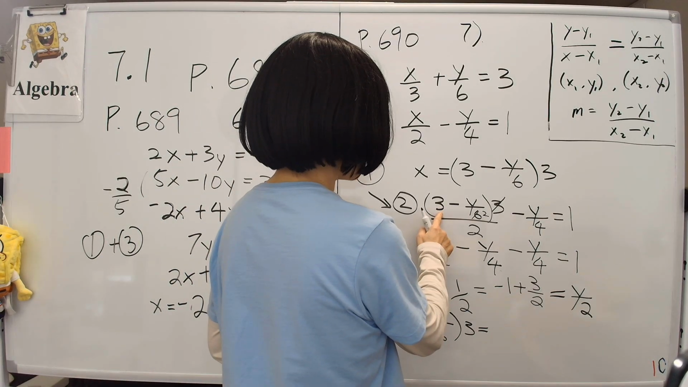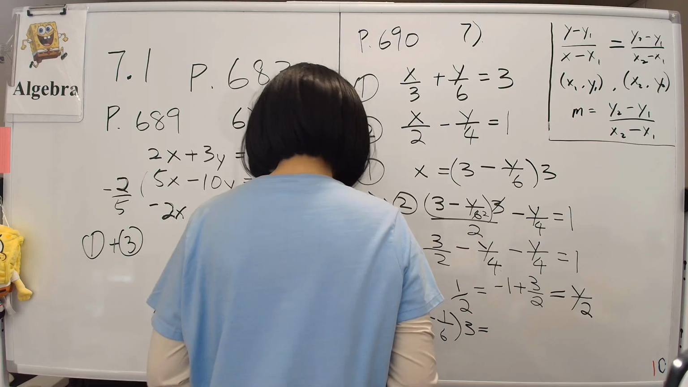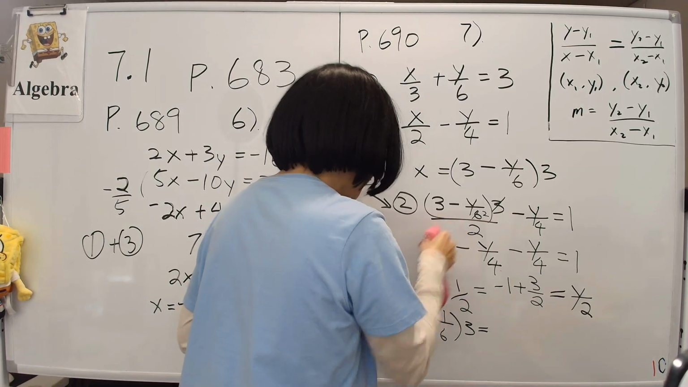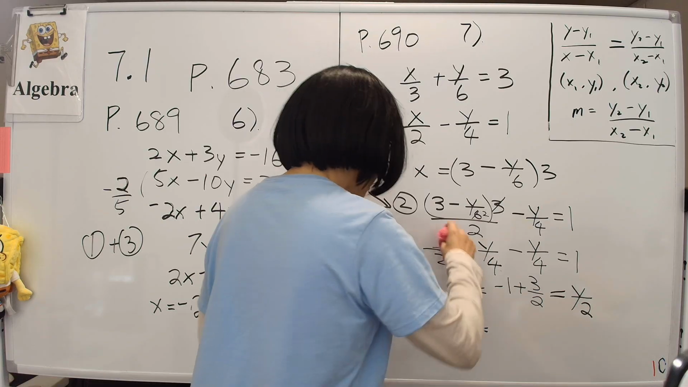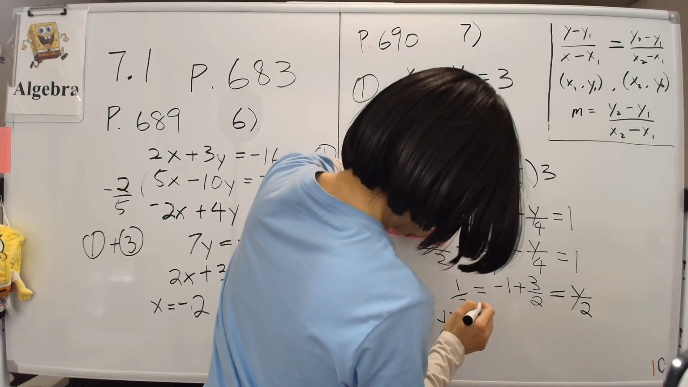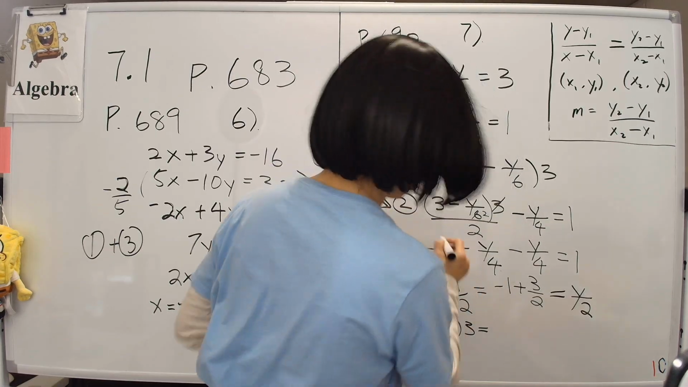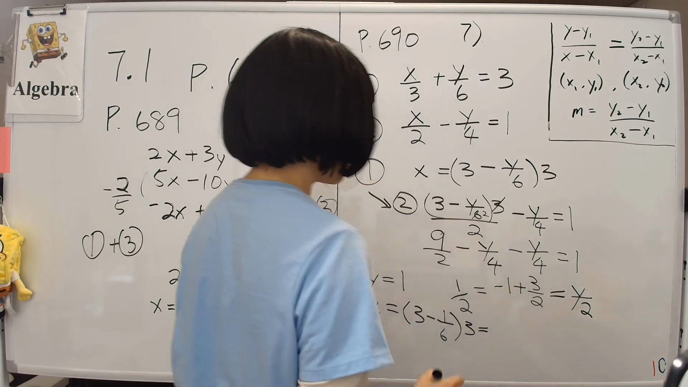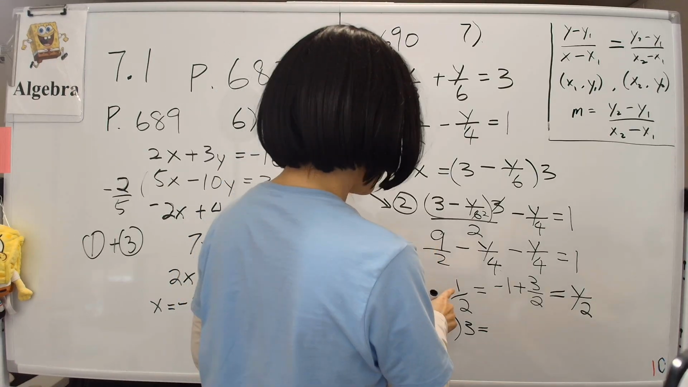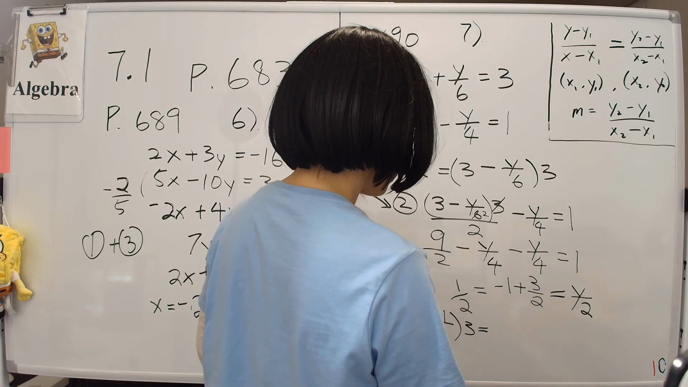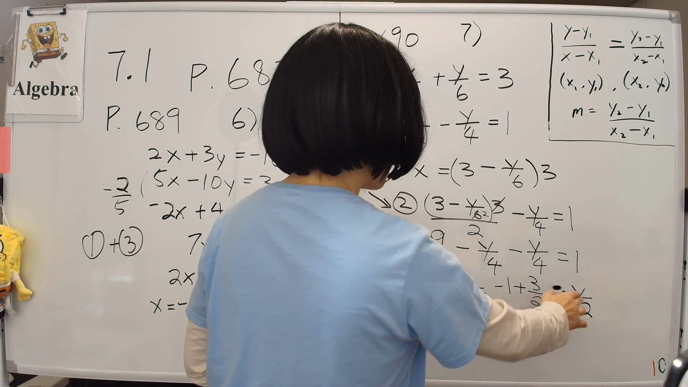Okay, this is not 3. 3 times 3 is 9. That thing is supposed to be 9. So let's fix that. That is equal to 9. Okay, 3 times 3 is 9. So 9 minus all this stuff. So 9, that is what equal to y over 2.